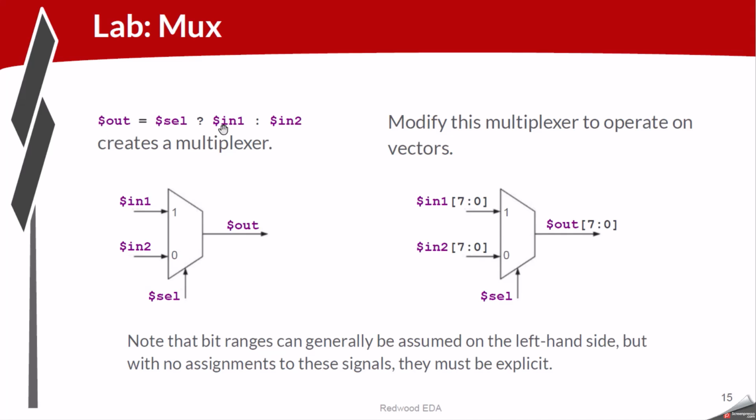Okay, so the next lab exercise is to code up a multiplexer, as we looked at before. You can start out with just a single two-input single-bit multiplexer, and then you can modify that to operate on vectors of input and output bits. And I'll let you pause the video.